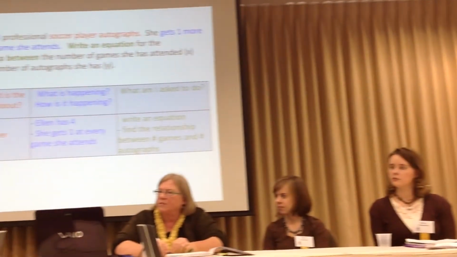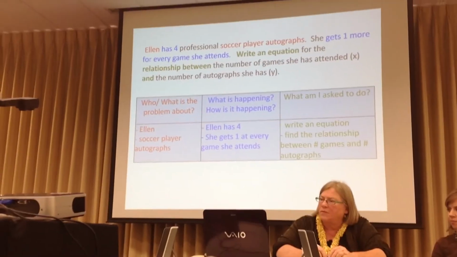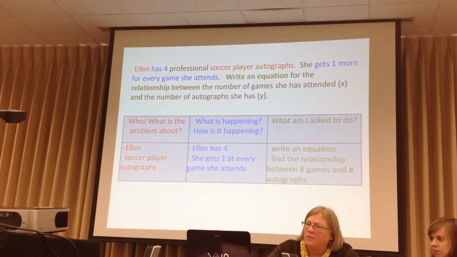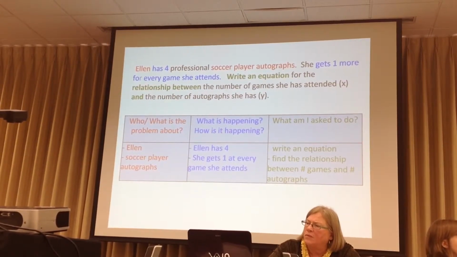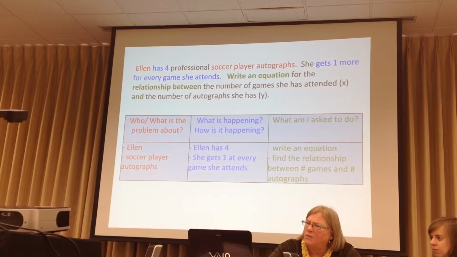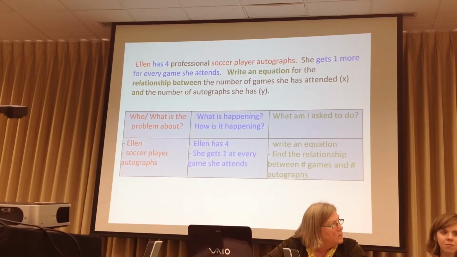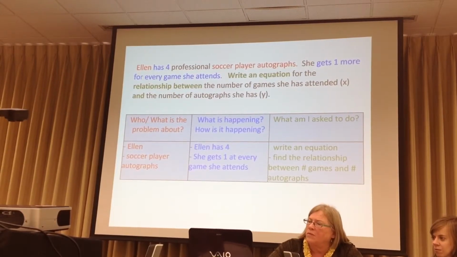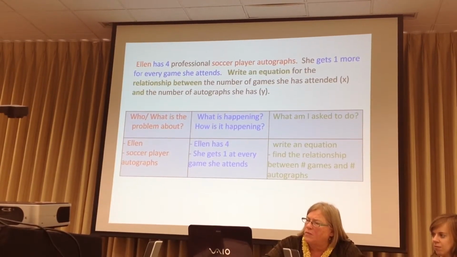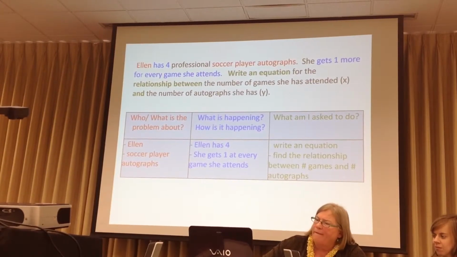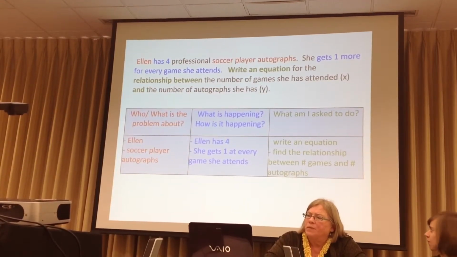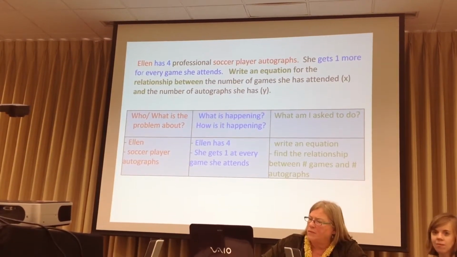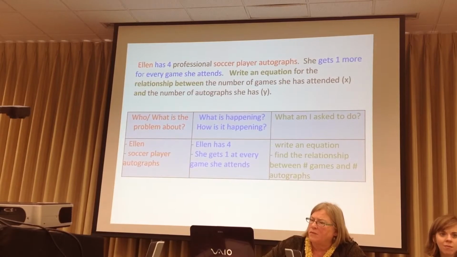So here's another way to scaffold this for lower level language proficiency students. Just a simple graph, and now that I think about it, maybe I should add a couple of extra blocks. After seeing Steve's suggestions, you might have a couple of blank spaces at the bottom as well to see if students come up with more than I'm expecting. But anyway, again, we just have in one box, who or what is the problem about, very clearly, and they can fill it in with Ellen, soccer player autographs.